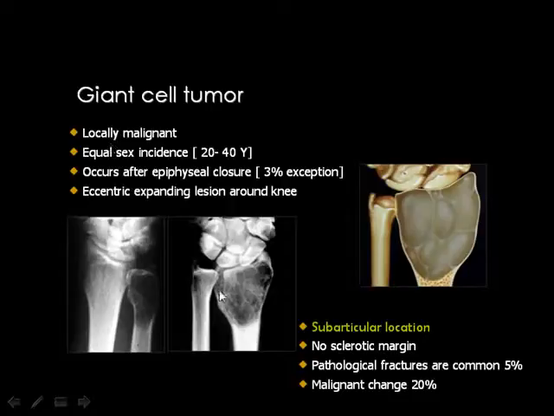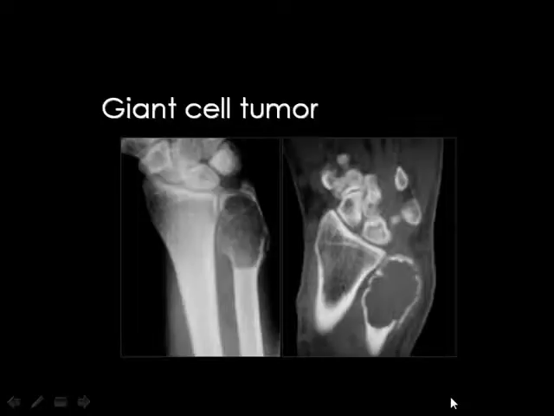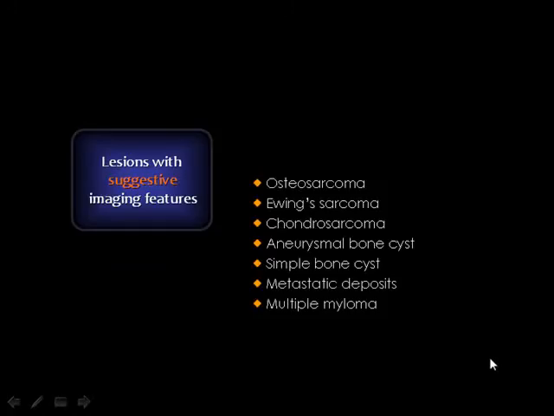The last one in this group is the giant cell tumor, and the giant cell tumor characteristically occurs after epiphyseal closure, and this lesion is an expanding lesion, and it characteristically reaches the articular surface. These are the criteria of the giant cell tumor, or what we call the osteoclastoma. It is a locally malignant tumor, may turn malignant in about 20% of the cases. In order to diagnose giant cell tumor, there should be a metaphyseal lesion which reaches the articular surface and occurs in the bone after epiphyseal closure.